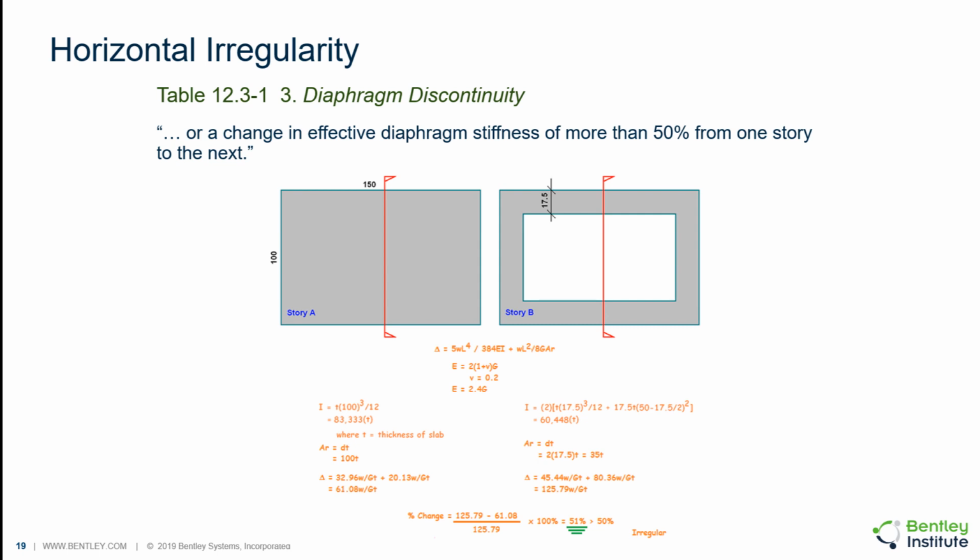In this case, based on those calculations, the diaphragm with a large opening would barely qualify as a diaphragm discontinuity irregularity because the stiffness has changed 51% between story A and story B. Roof diaphragms aren't explicitly excluded from this comparison, but I would question the need to classify a structure as having a diaphragm discontinuity irregularity because a roof may have a diaphragm that is 50% less than the floor diaphragm below. Use engineering judgment here.